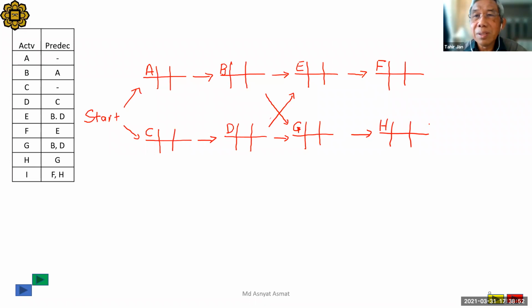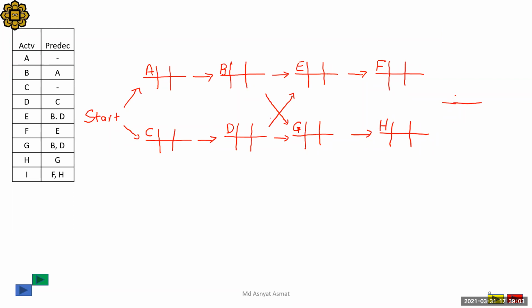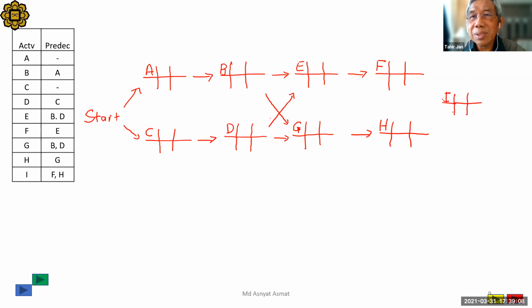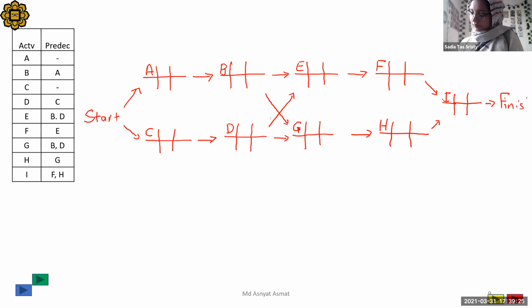Then I, the last one, is after F and H. This is the last one. Can I put it in the middle? Yes. I is after H and after F. I is the last activity, so you go to Finish. Okay. We are done with the network.